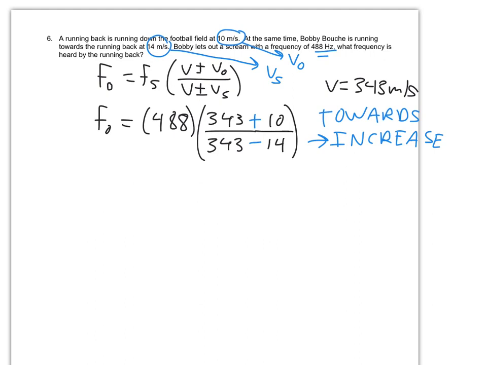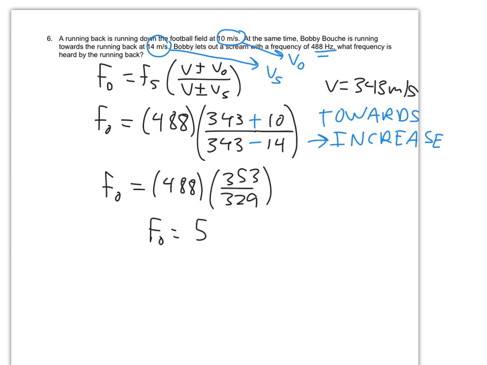And so I can say the frequency observed is going to be equal to 488 times 353 divided by 329. And when I go ahead and solve for the value of that frequency, I end up finding that the frequency observed is going to be 524 hertz.